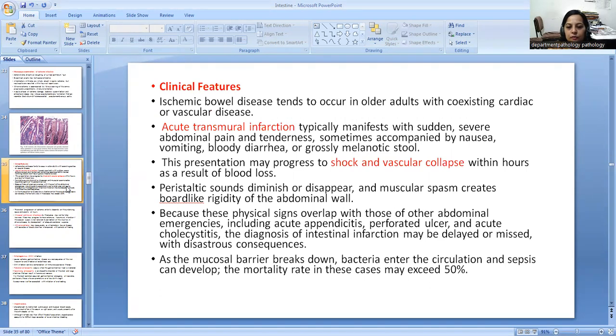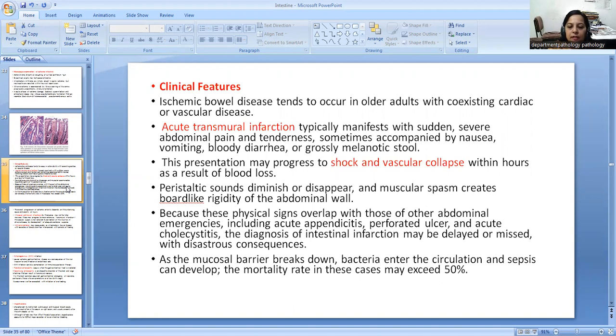Acute transmural infarction typically manifests with sudden severe abdominal pain and tenderness, sometimes accompanied by nausea, vomiting, bradycardia, or grossly melanotic stool. This presentation will progress to shock and vascular collapse within hours as a result of blood loss. Peristaltic sounds diminish or disappear, and muscular spasm creates board-like rigidity of the abdominal wall.